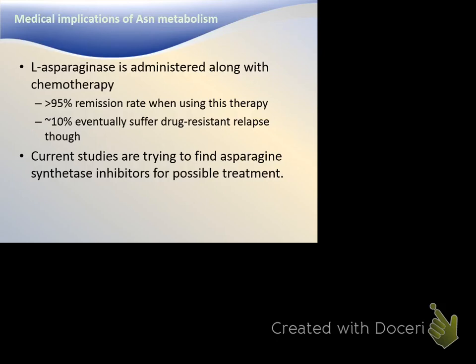Chemotherapy to limit the growth of the tumor via some type of transcriptional control. Asparaginase to degrade asparagine more quickly, and then the asparagine synthetase inhibitors to decrease the amount of asparagine that's present for the cell. The cancer cell, I should say.